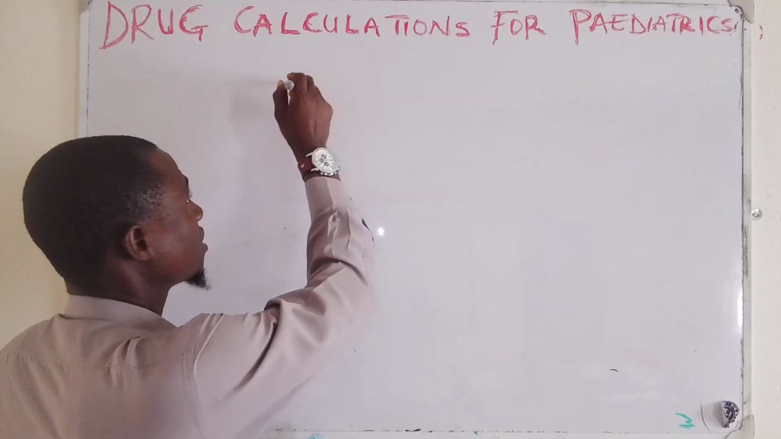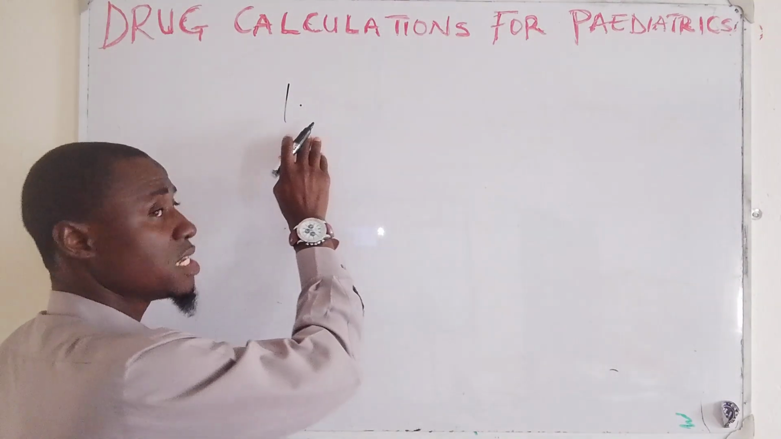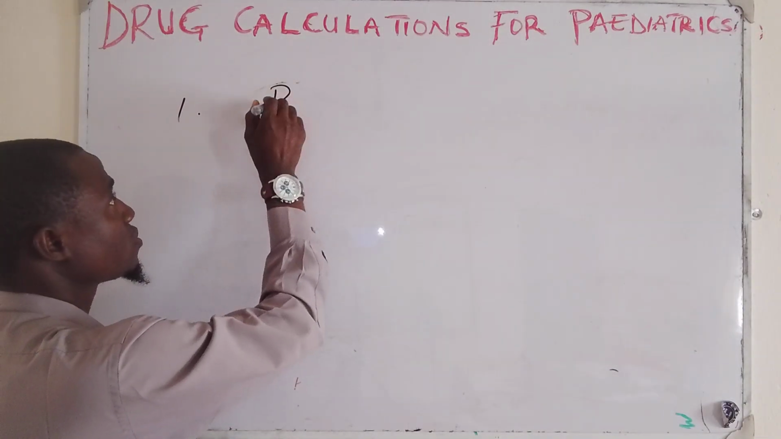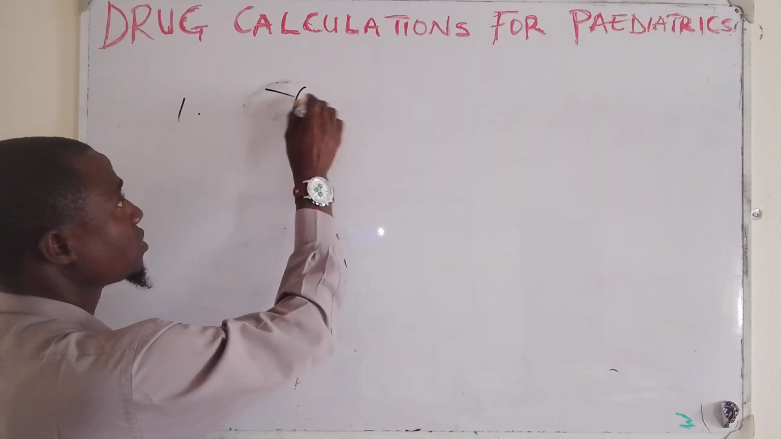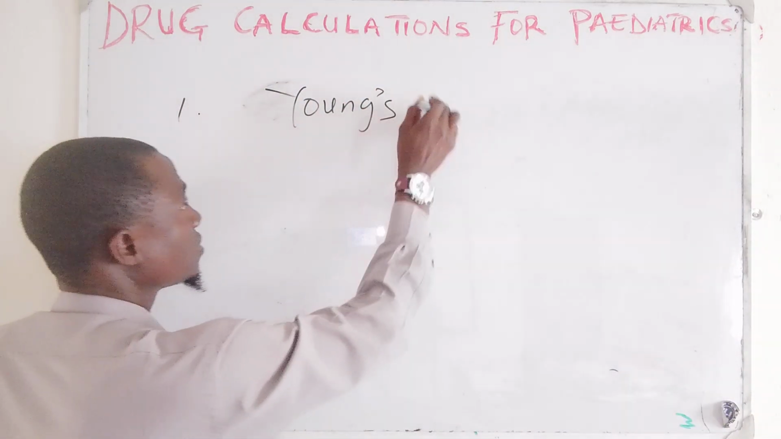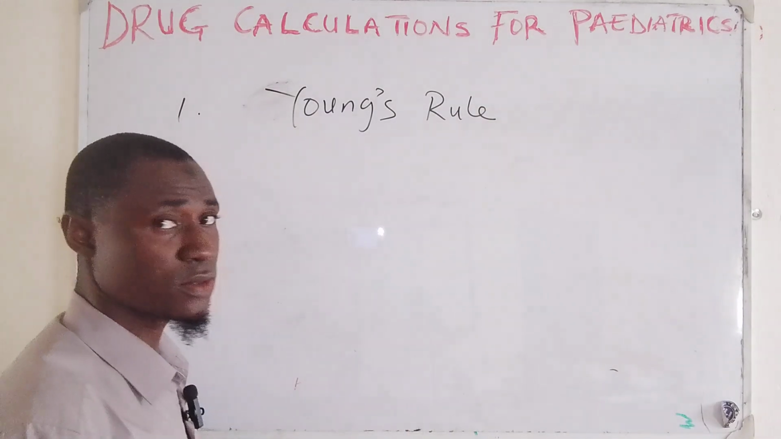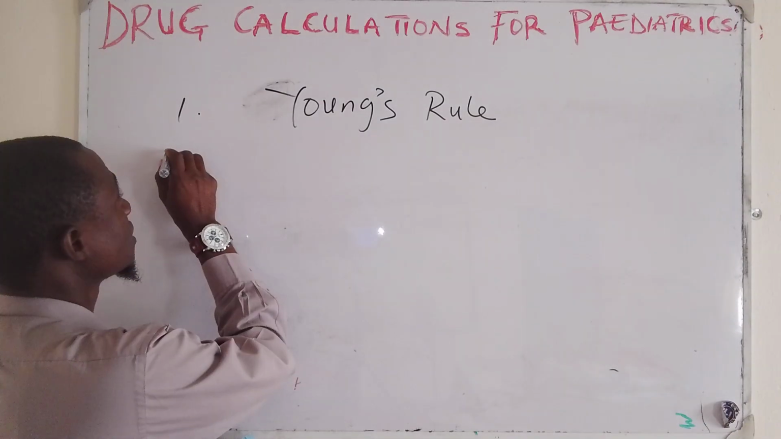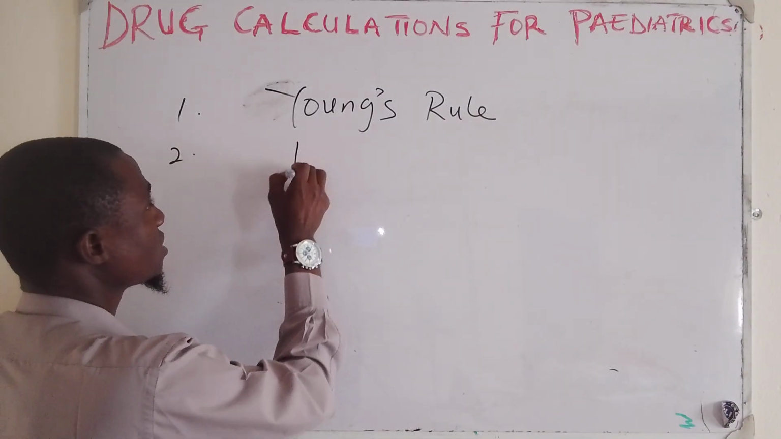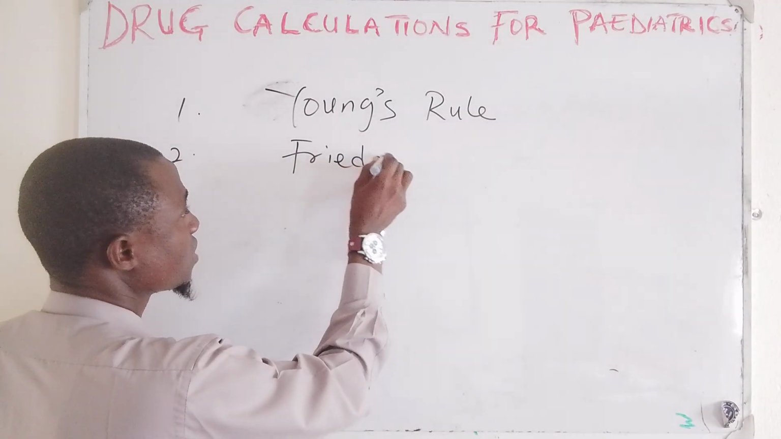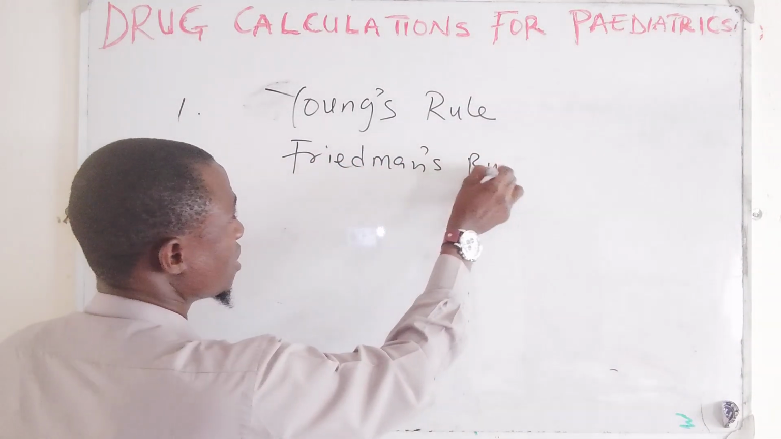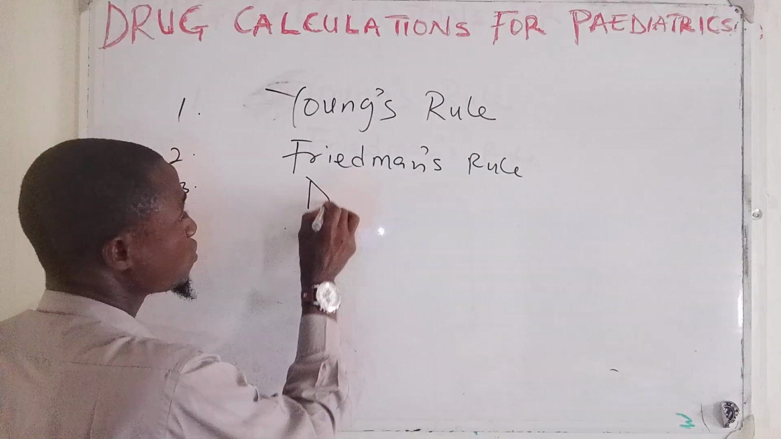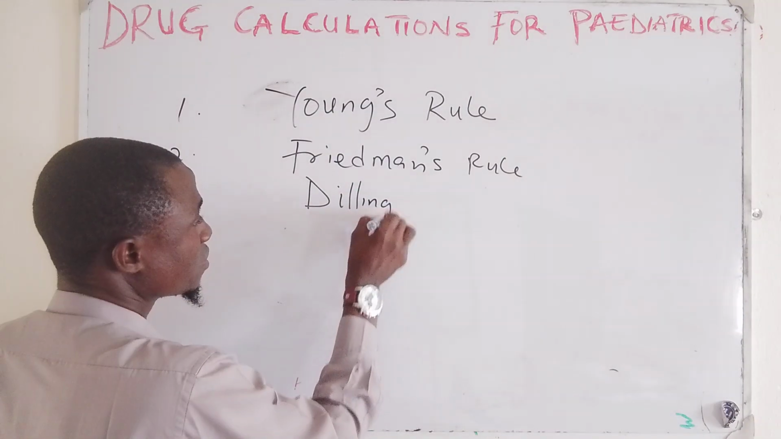Now the first rule or formula is the one we refer to as Young's rule. Young's rule is the first formula that we are going to be looking at. Now, we also have the second rule or formula that we refer to as Friedman's rule. It's also a very important rule. Then thirdly, we have Dilling's rule.